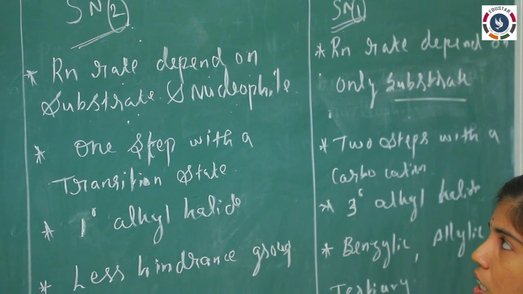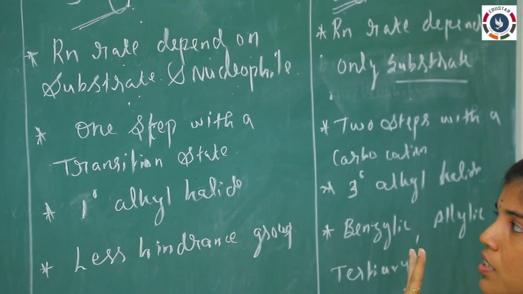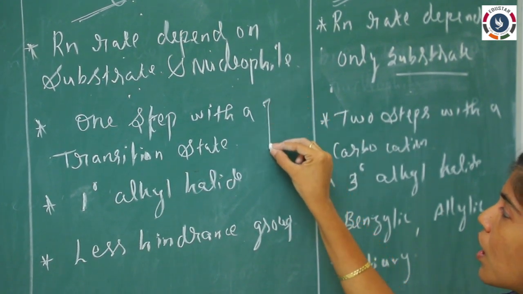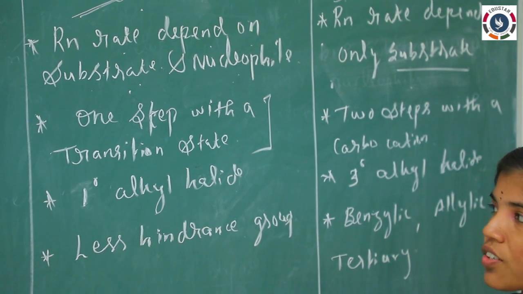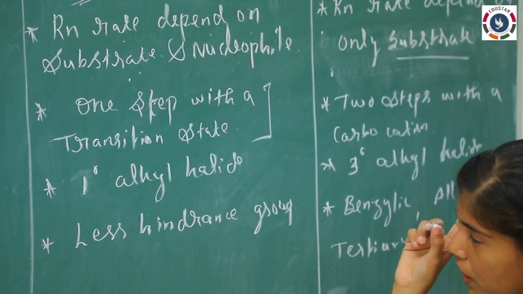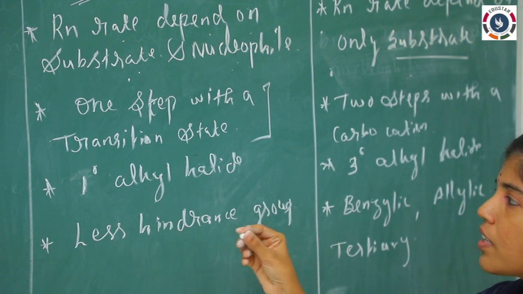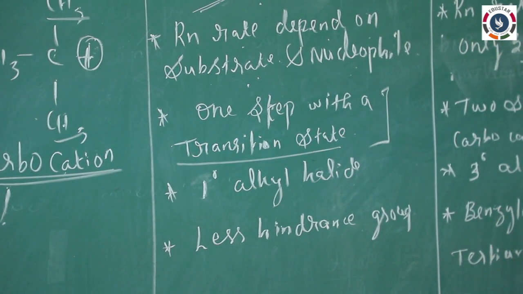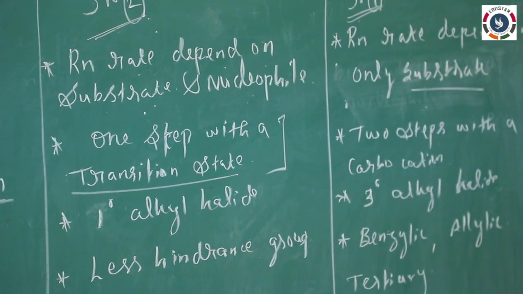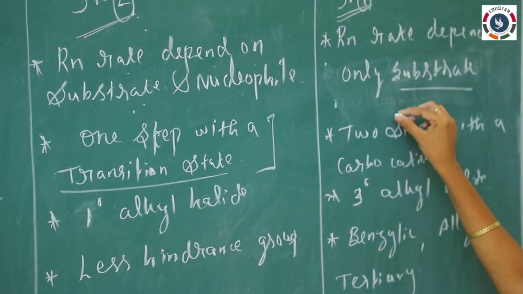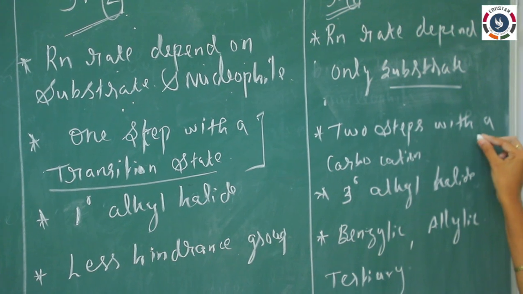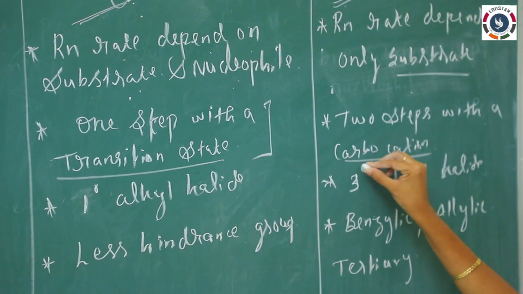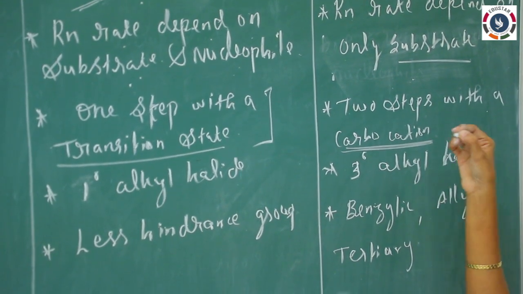The SN2 reaction takes place in one step, that is only in one step the reaction gets over. In the reaction there is a transition state available. Coming to the SN1 reaction, there are two steps. In there a carbocation is formed as an intermediate product.